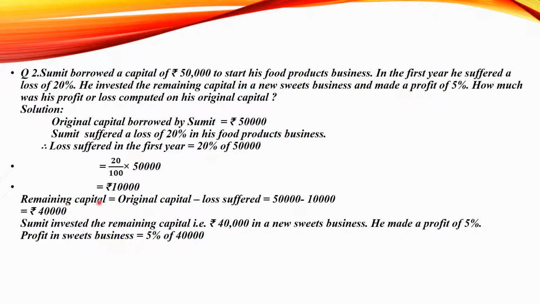Remaining capital is equal to original capital minus loss suffered, and that is equal to 50,000 minus 10,000, which is equal to rupees 40,000. Sumit invested the remaining capital, that is rupees 40,000, in a new sweet business where he made a profit of 5%. So profit in the sweet business is equal to 5% of 40,000.